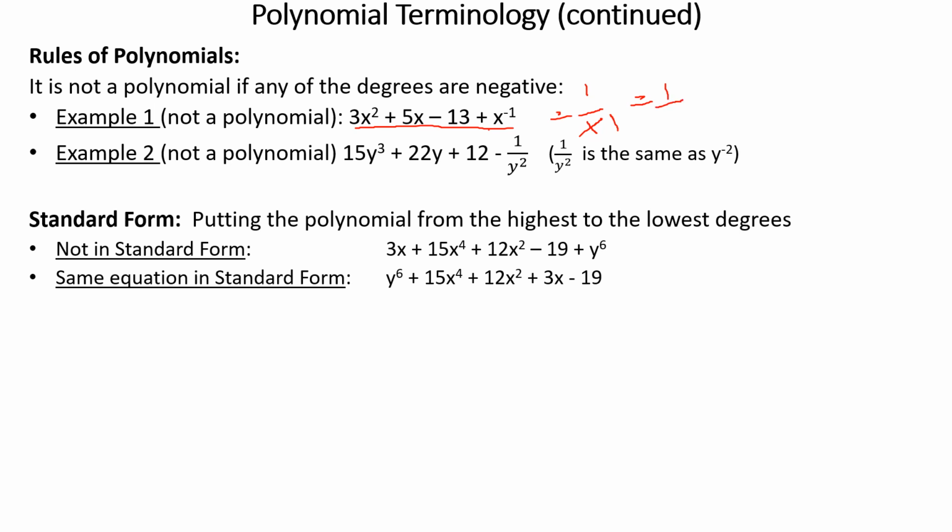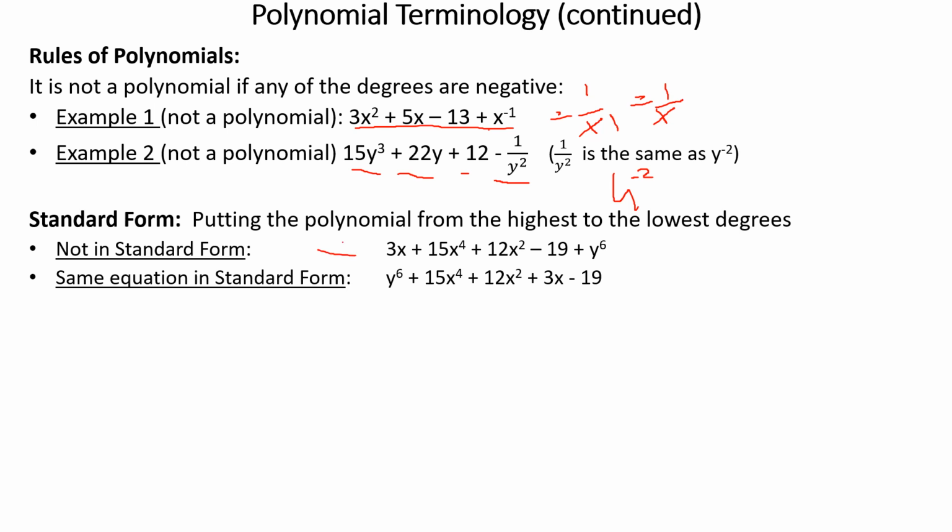And that is not allowed to become a polynomial. Same as this, 15y cubed plus 22y plus 12 minus y to the negative 2, which is 1 over y squared. Again, not a polynomial.